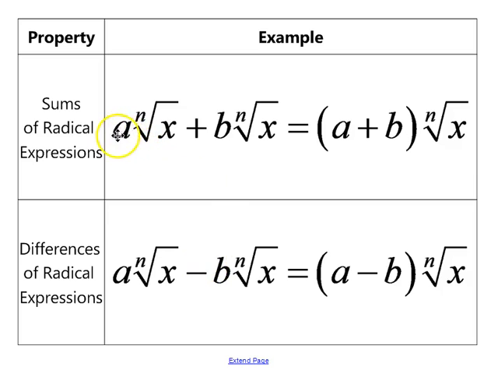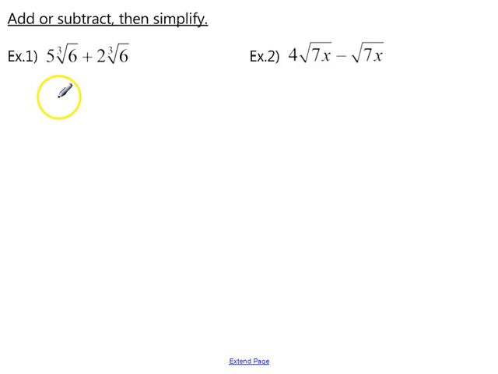When you're adding, you're going to take whatever terms are outside of the radical and add those together, and they remain outside of the radical. The index stays exactly the same, and then the radicand underneath the radical stays the same as well. The same goes for subtraction, except we have a subtraction sign instead. So the only thing that changes are the terms outside. You're going to subtract those two in your final simplified answer. So let's go ahead and work out a couple examples.